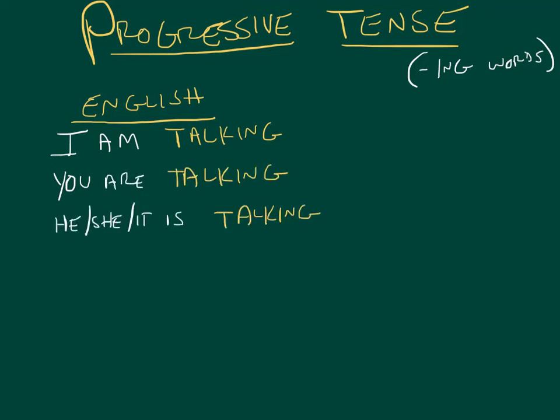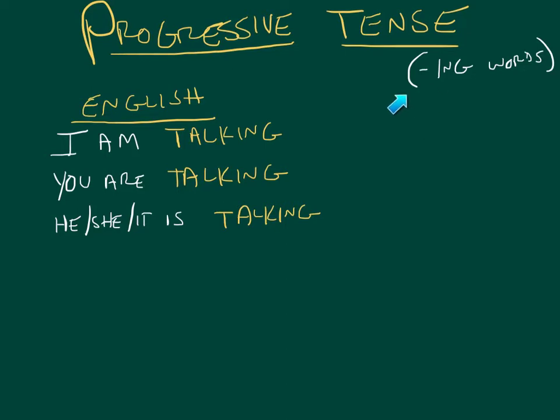Okay, so today we're talking about the progressive tense. This is something that a lot of you have been attempting to use incorrectly, so now we're going to learn it so that doesn't happen anymore. And really, this is just a fancy word for ing words, basically things that you're doing. So I am talking, you are walking, he is eating, things such as that.